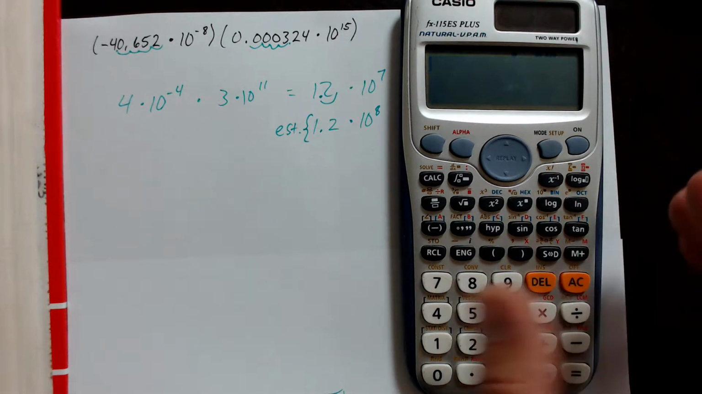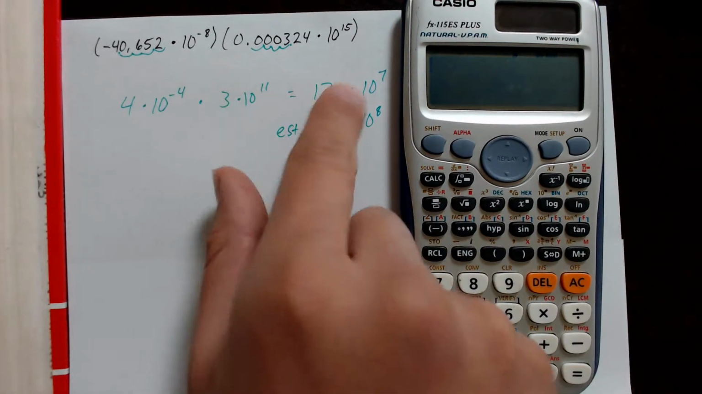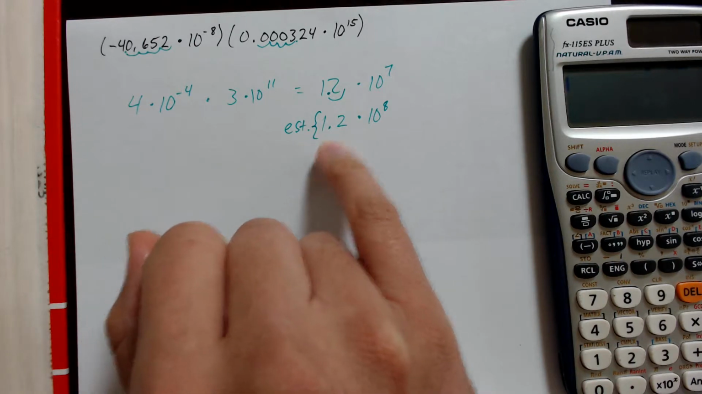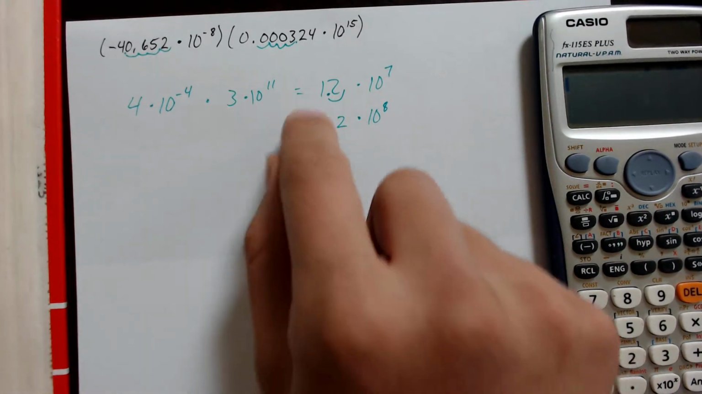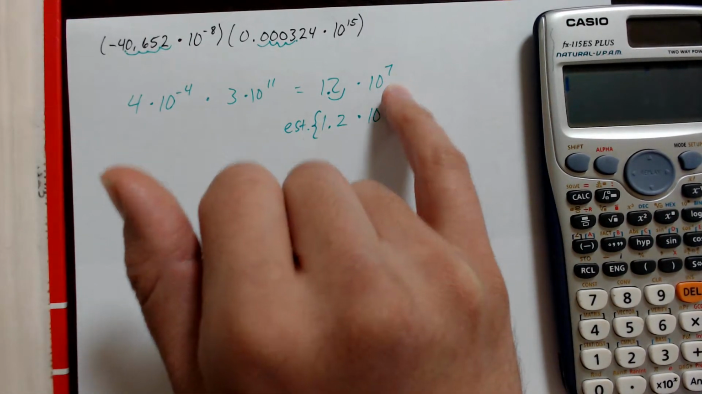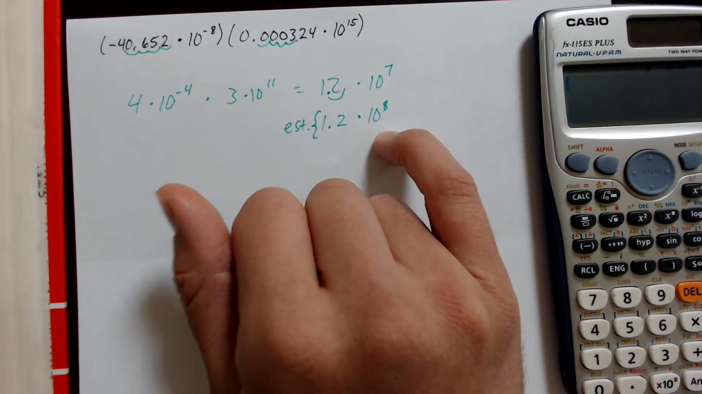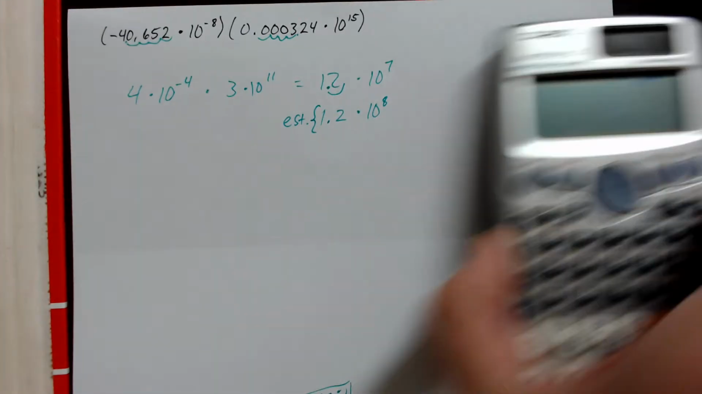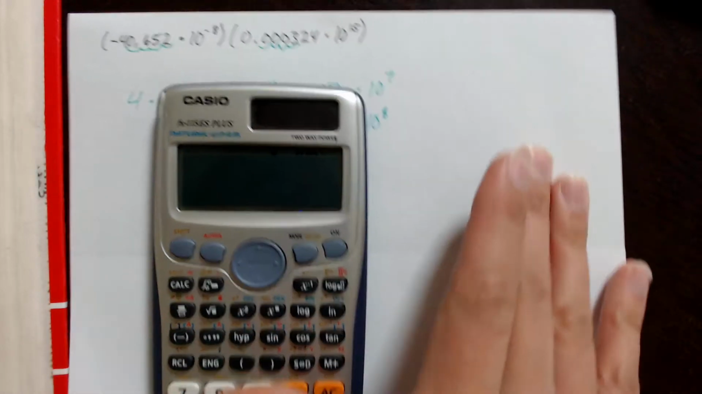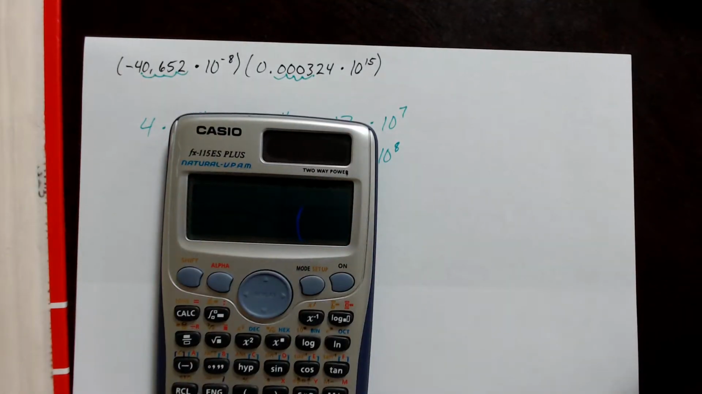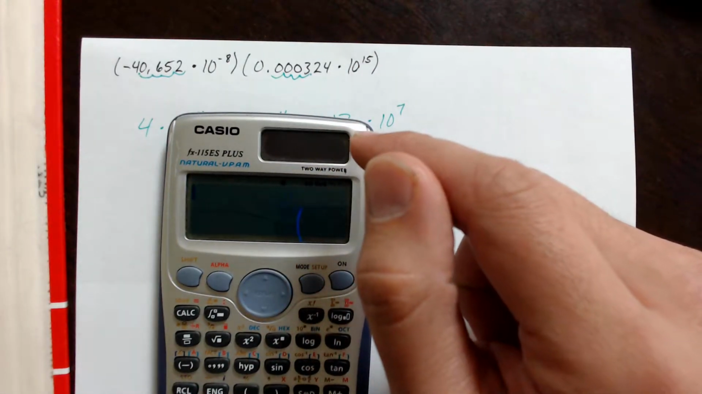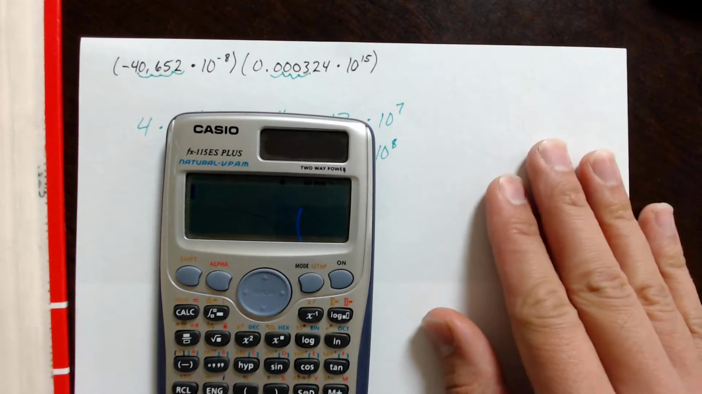So now once I'm in scientific notation, I'll go ahead and start entering the problem as I see it here. Really quick, my estimation yielded that I would get 1.2 times 10 to the power of 8. Originally it said 12 times 10 to the power of 7, but I had to move that back into scientific notation. So my estimation says my answer should be around 1.2 times 10 to the power of 8. Now let's type in the problem. The problem being negative 40,652 times 10 to the power of negative 8 times 0.000324 times 10 to the power of 15.